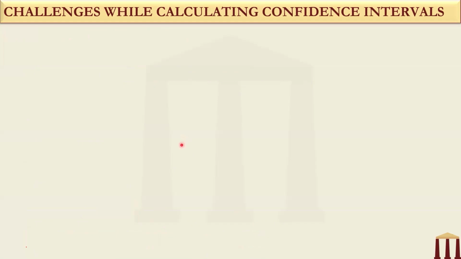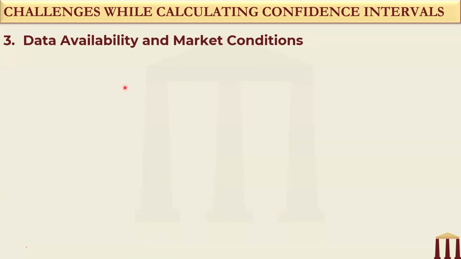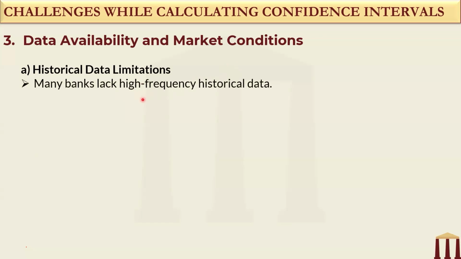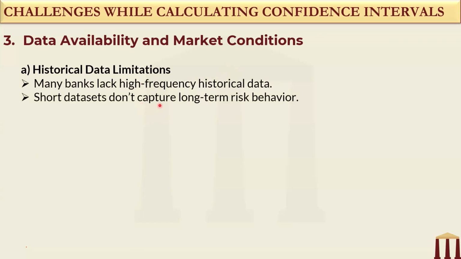Then we have another major point: data availability and the impact of market conditions. Many institutions just don't have the high frequency historical data that are needed to accurately estimate confidence intervals. If your data set is too short, just a few months or a single year, then you miss out on long term risk behavior. Your confidence intervals might look tight, but they're not very trustworthy.